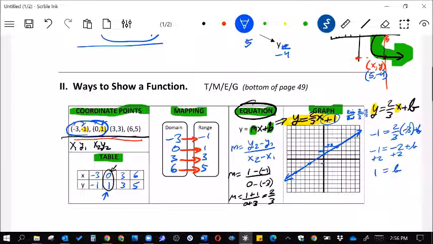This is a function because every one of the x values along here have only one y value that matches up with them. Every one of them has only one y value every time. And that makes it a function as opposed to just a relation. It's a relation that's a function.